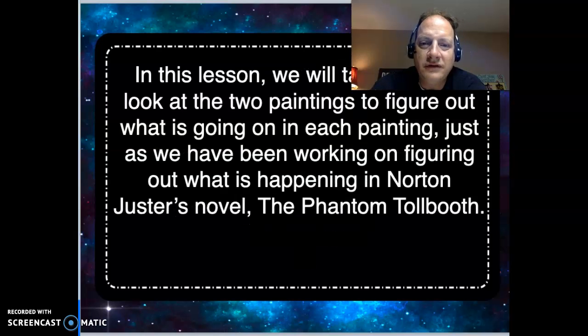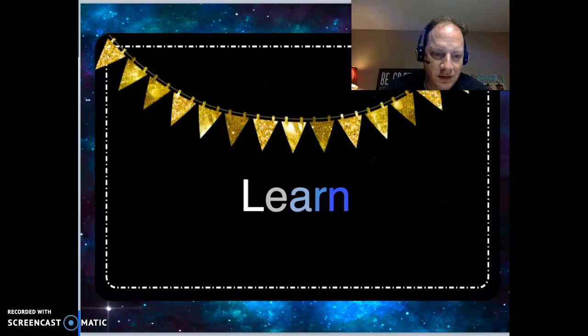Now, in this lesson, we're going to take a closer look at the two paintings to figure out what is going on in each painting, just as we have been working on figuring out what is happening in Norton Juster's novel, The Phantom Tollbooth. Okay, let me get my screen to move here. Oh, let's see. Okay, here we go.